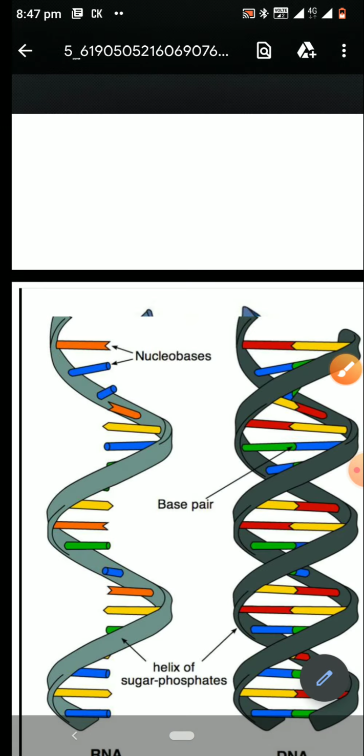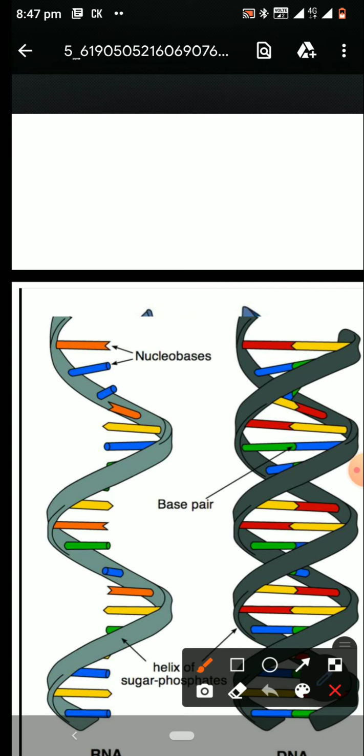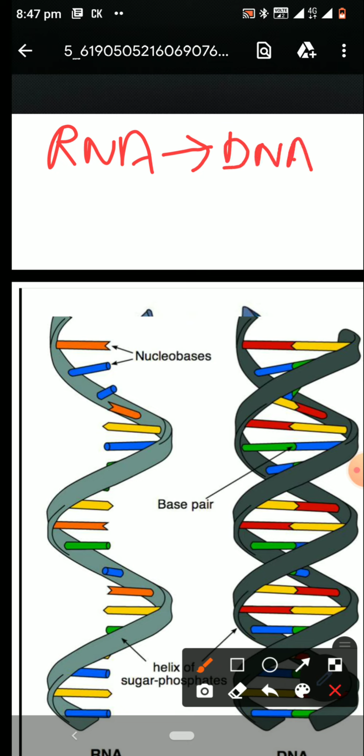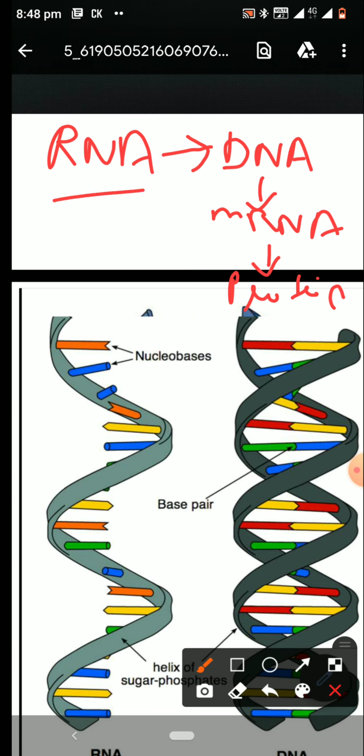But in those species in which the RNA acts as a genetic material, that is, in certain viruses, RNA acts as genetic material. So in them, how will the information be transferred for protein synthesis? In them, RNA is first converted into DNA, and from this DNA they can be further carried on to the protein synthesis. So from DNA, mRNA will be formed, and from mRNA protein synthesis occurs. So here RNA is being converted into DNA first.